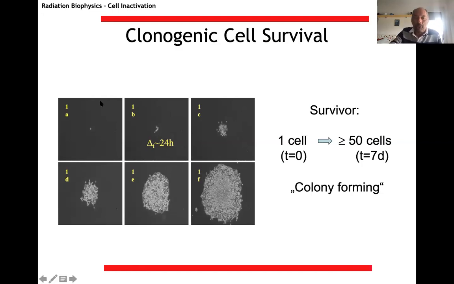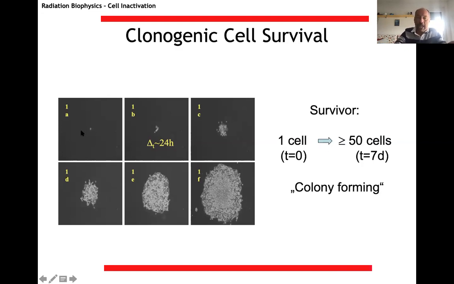You see that you start from day 1 here. This is day 2, day 3, day 4, day 5, day 6. The rule of thumb says that after approximately 7 days, because you know the TD in human cells, and in most mammalian cells, but human cells in particular, is approximately 24 hours, if you have a colony with more than 50 cells after 7 days, this is a survivor.